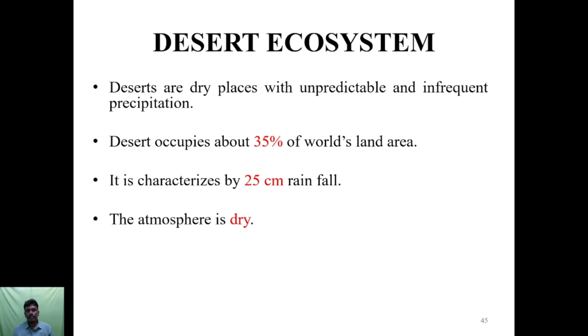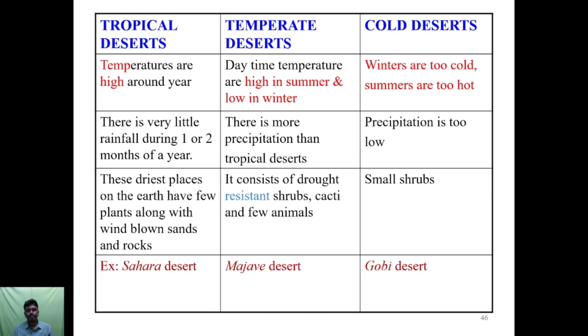Then desert ecosystem. Deserts are dry places with unpredictable and infrequent precipitation. It occupies about 35% of the world's land area. It is characterized by 25 centimeter rainfall. The atmosphere here is almost dry in condition.